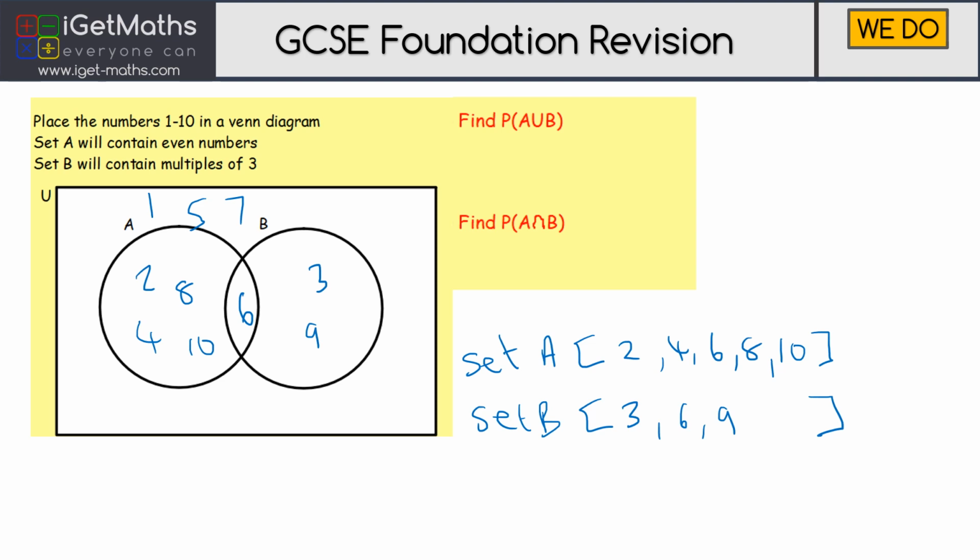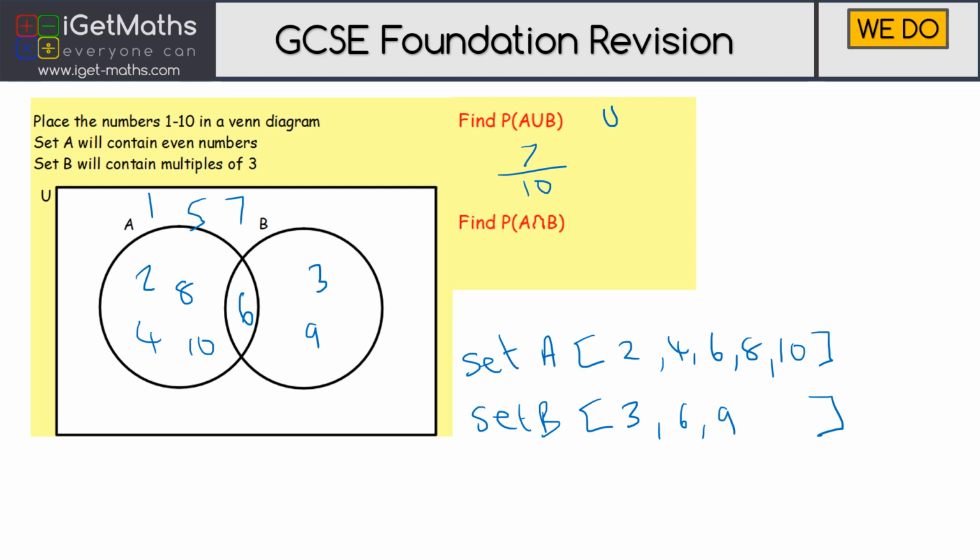And that's all your numbers in the Venn diagram. Then it says find the probability of A union B. So think of the U representing united, meaning together. So A and B is 1, 2, 3, 4, 5, 6, 7 numbers. So I've got 7 numbers out of a possible 10.